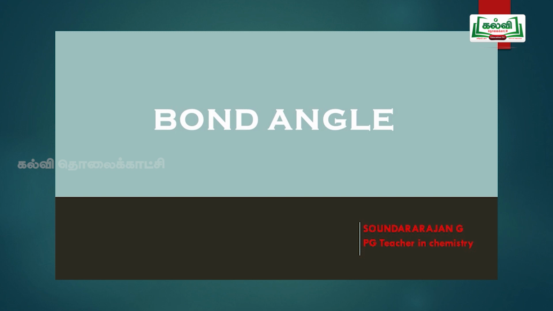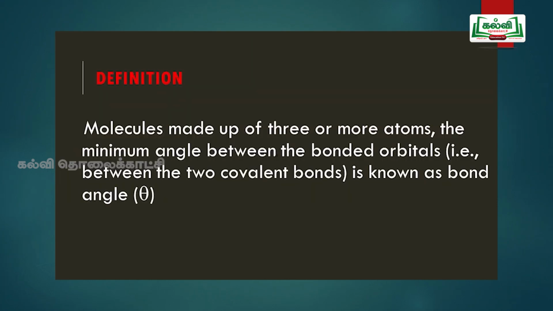What is bond angle? In molecules made up of 3 or more atoms, the minimum angle between the bonded orbitals, that is, between the 2 adjacent bonds, is known as bond angle.